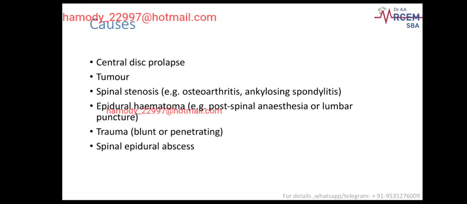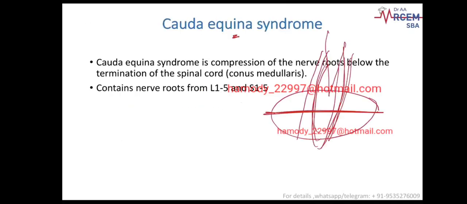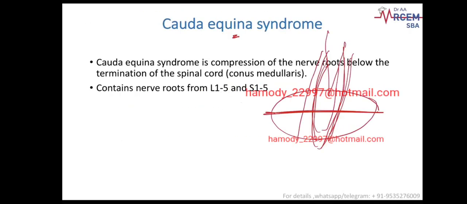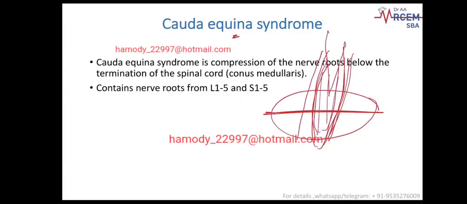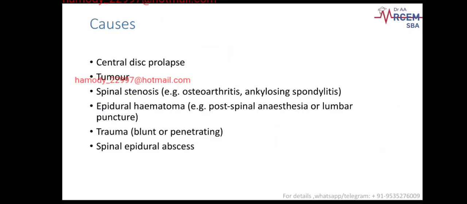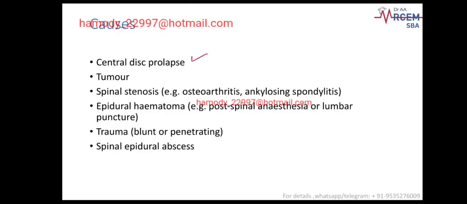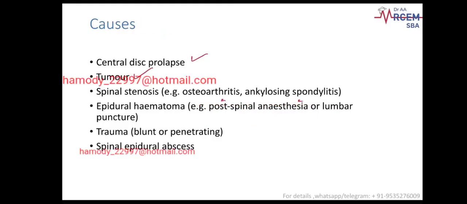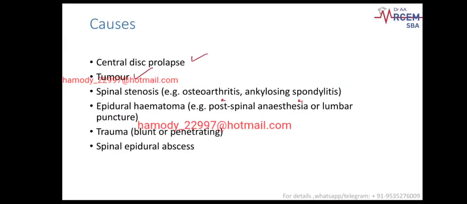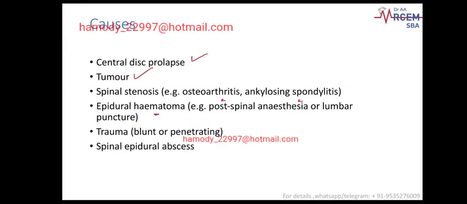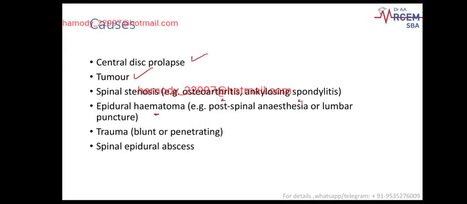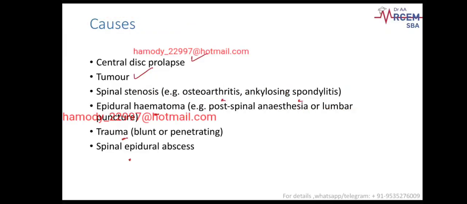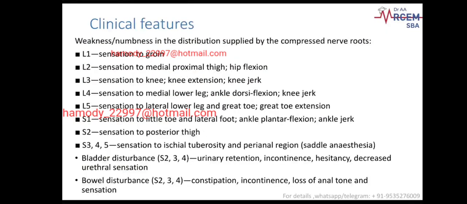What are the causes of the compression at the conus medullaris? After the termination of the spinal cord, the nerve roots which are running downwards, that is known as the cauda equina. What are the causes for the compression there? It might be a disc prolapse, it might be a tumor, or it might be because of severe ankylosing spondylitis or osteoarthritis, which is resulting in spinal stenosis. It might be due to an epidural abscess or epidural hematoma, especially seen post-spinal anesthesia, or it might be direct trauma.